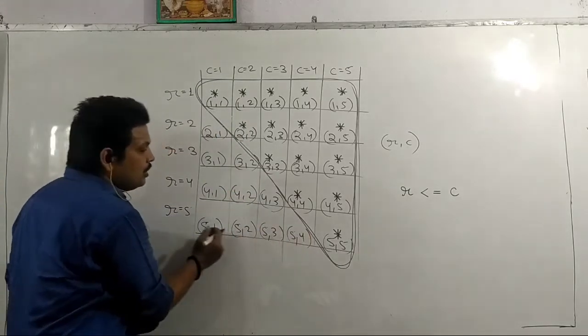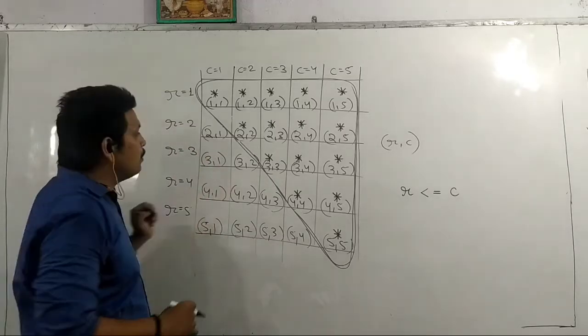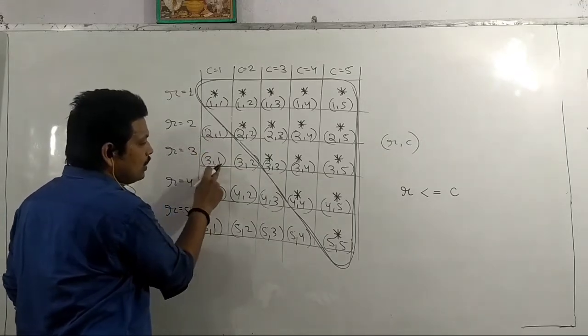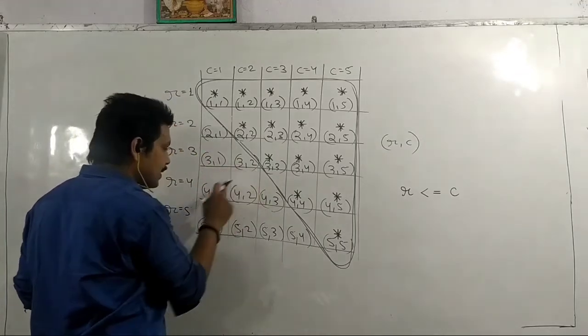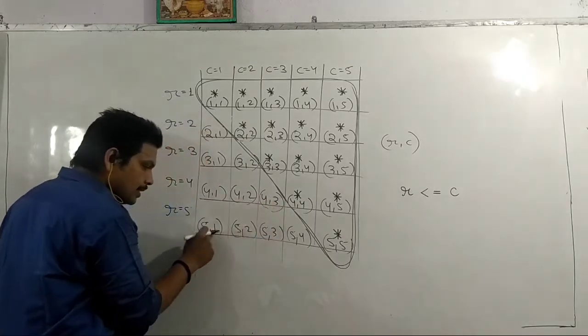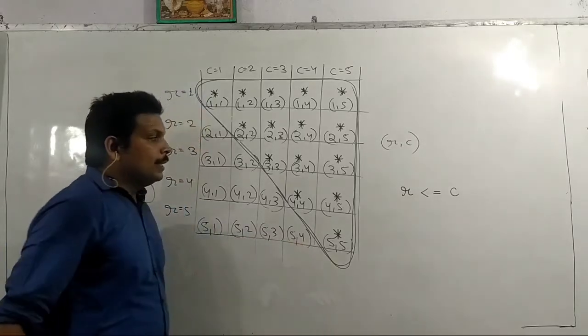But in the locations where spaces are printed, you can see the R value is greater than C, R is greater than C. For example, 5 is greater than 2, 5 is greater than 3, 5 is greater than 4.